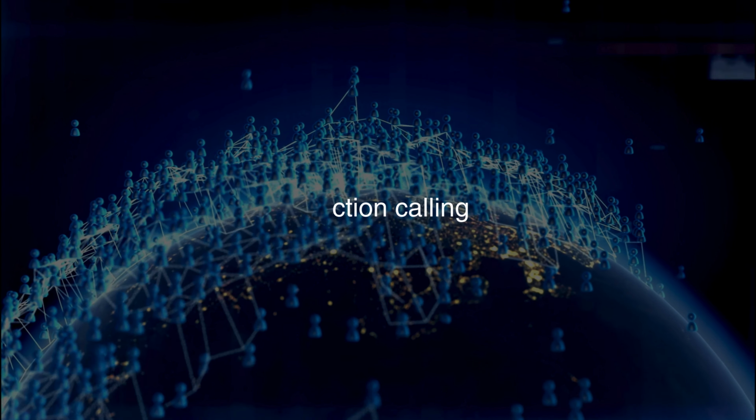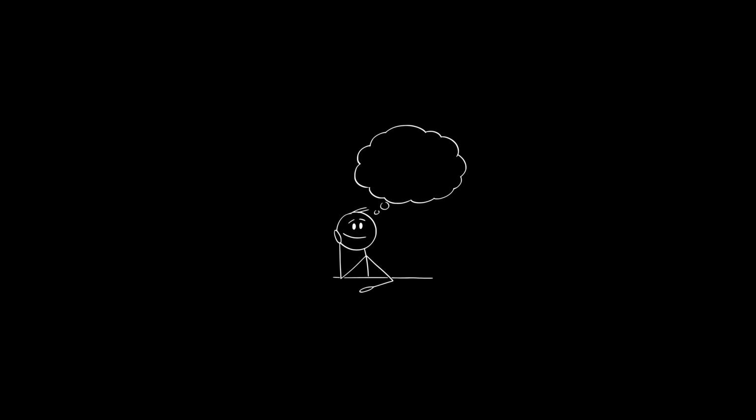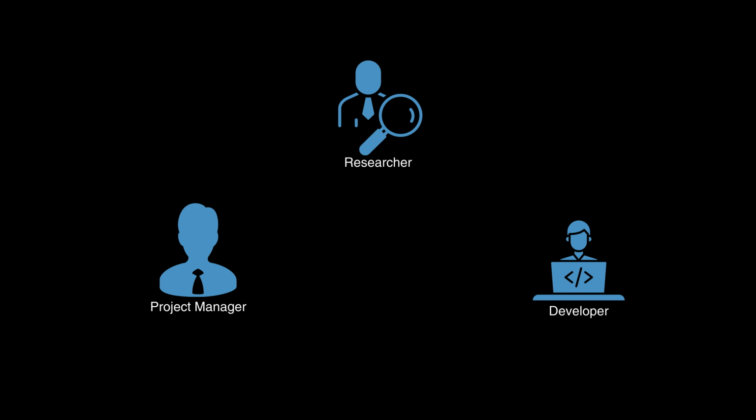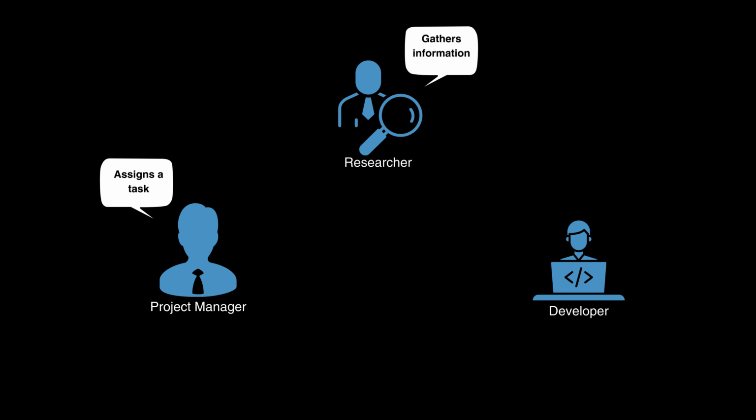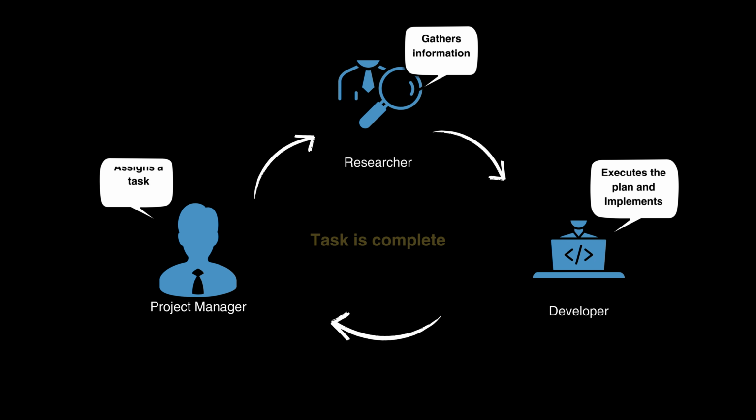The way AI agents interact is similar to how humans collaborate in a workspace. Let's just try to visualize it. Imagine a project manager, a researcher, and a developer in a team. The project manager assigns a task, the researcher gathers information on that task, and the developer executes the plan and implements something out of the information collected by the researcher. They communicate back and forth until the task is complete. Similar is the case with AI agents.